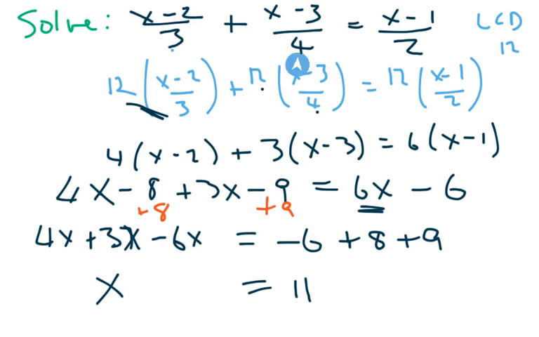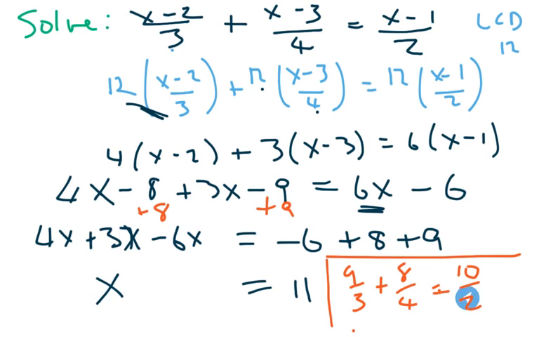And if you plug that back into this here, this equation should be solved. When you plug it into the equation, you can see you're going to get 11 minus 2 is 9. 9 divided by 3, that's equal to 3. You're going to get 11 minus 3 is equal to 8. 8 divided by 4, that's equal to 2. So 3 and 2 is 5. And that's equal to 11 minus 1 is 10 divided by 2 is 5. So you've got 3 plus 2 is equal to 5. So that's the correct answer. x equal to 11 is the correct answer.